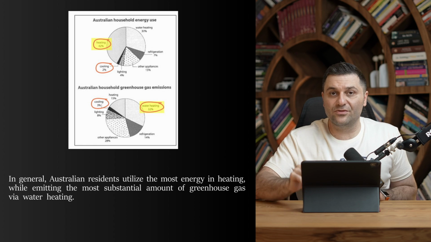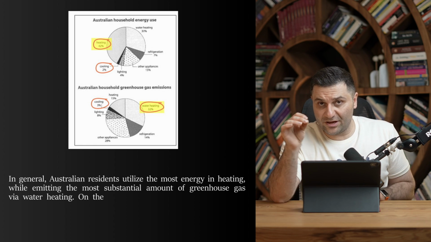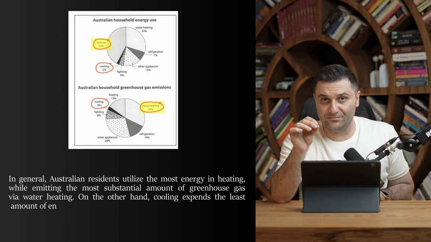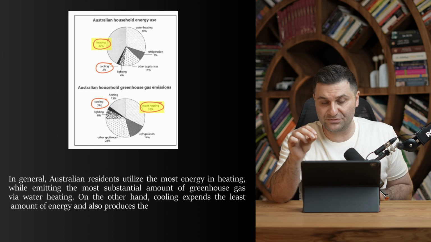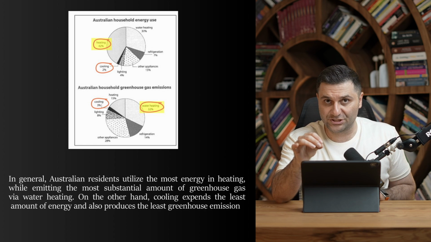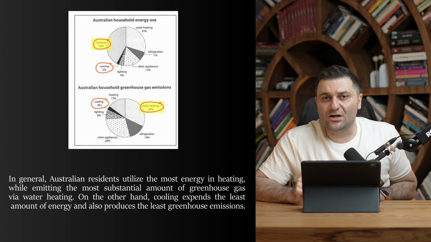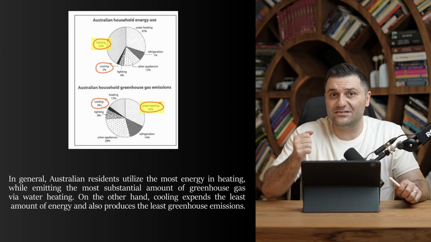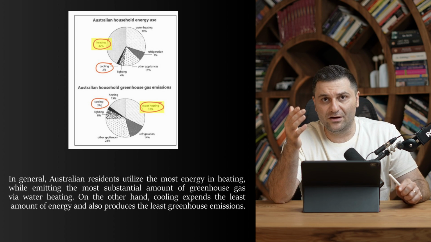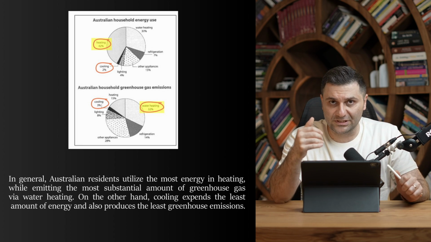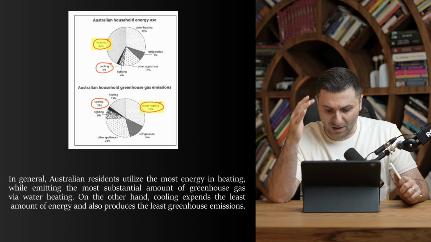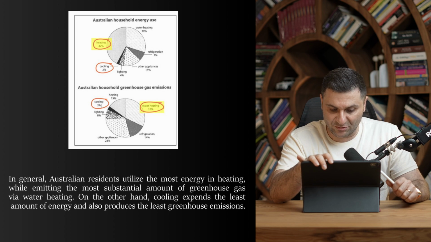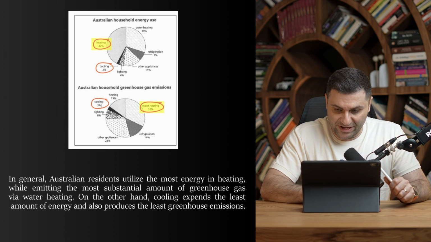Now let's talk about the least energy consumption. On the other hand, cooling expends the least amount of energy and also produces the least greenhouse emissions. So in energy consumption, cooling was the least, and for the greenhouse gas emissions that result from this use, again, cooling is the least. So we can write the sentence like this: On the other hand, cooling expends the least amount of energy and also produces the least greenhouse emissions.